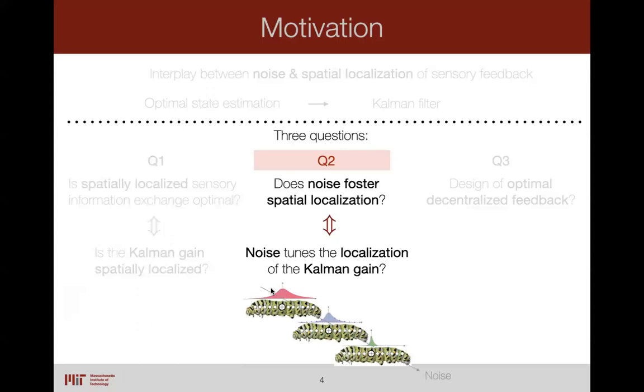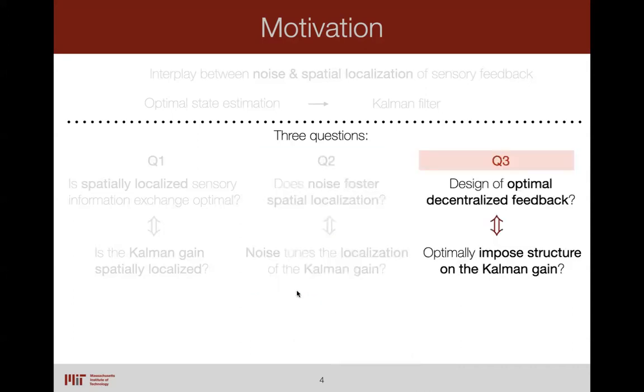So the second one is going to be about the role of noise in this localization of the Kalman gain. So the idea is that if I manage to establish that my Kalman gain is spatially localized, do I observe that noise is actually fostering more localization, or does it have the opposite effect and make my architecture more global or more centralized?